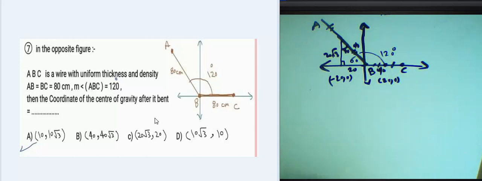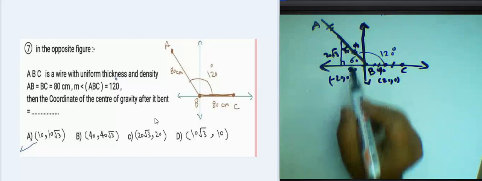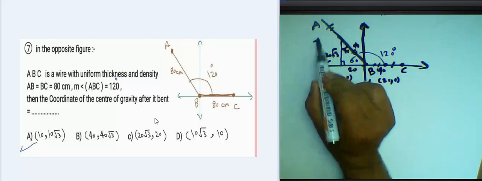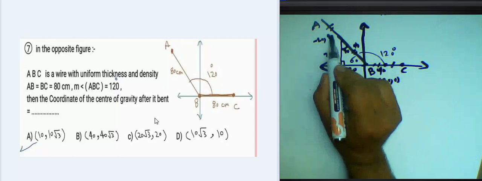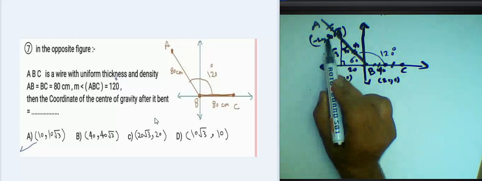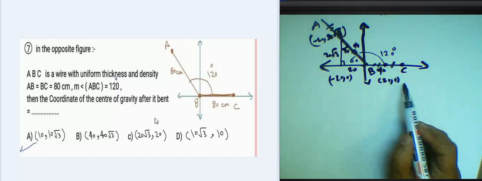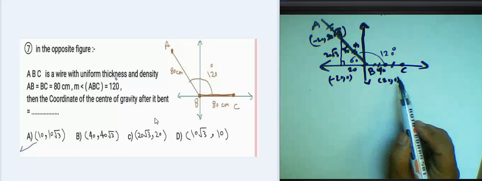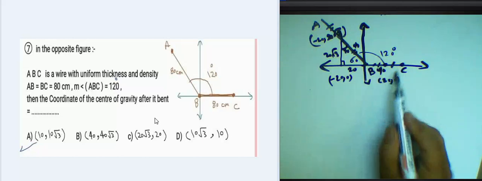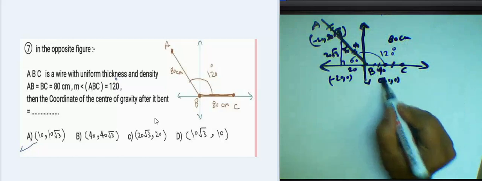And the center will be what? We know M1 here acts at the point negative 20 and 20 root 3. And this point acts at 20 and 0. But this length is 80 centimeters, so this point will be 40 and 0.